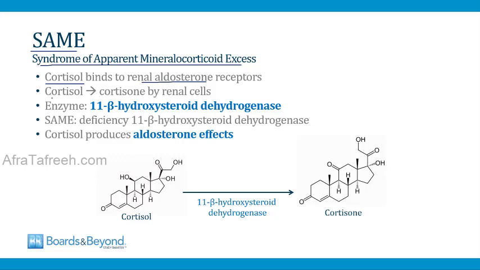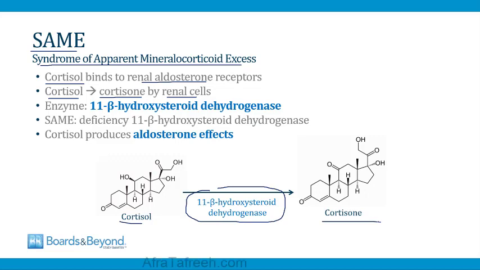But it doesn't do this because cortisol is converted into cortisone locally at the level of the kidneys by renal cells. There's an enzyme in the kidneys called 11-beta-hydroxysteroid dehydrogenase, and this converts cortisol into cortisone, and cortisone does not have the same mineralocorticoid actions as cortisol. So in patients with the syndrome of apparent mineralocorticoid excess, they have a deficiency of the enzyme 11-beta-hydroxysteroid dehydrogenase, and as a result, cortisol persists at the level of the kidneys, and it produces aldosterone or mineralocorticoid effects.